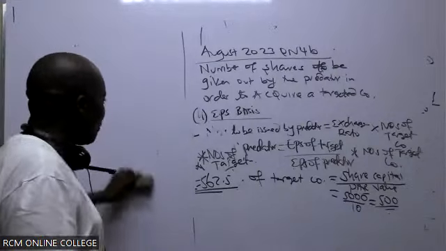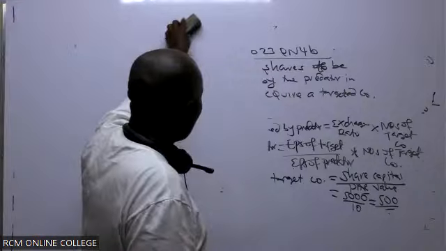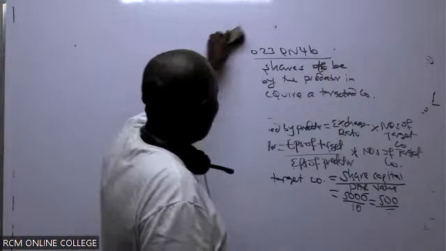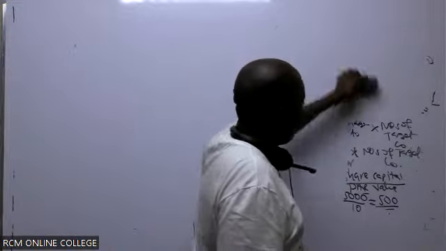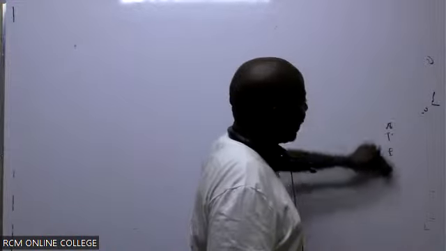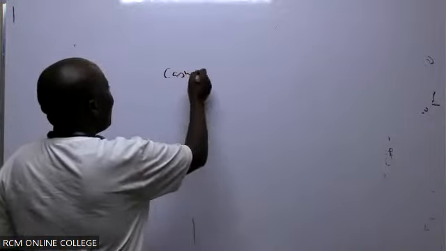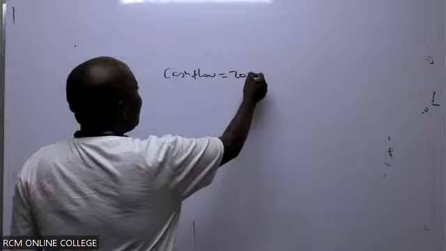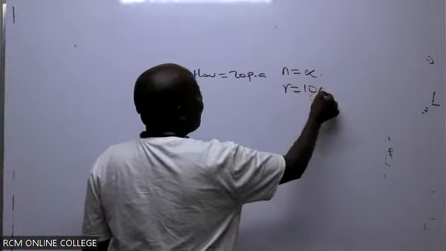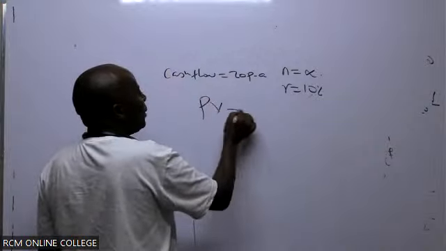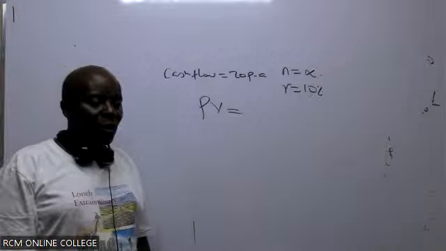Let me start by asking you a question. If, ladies and gentlemen, somebody promises you Kenya shillings 10 million every year, indefinitely. So you're given here a cash flow of 20 per annum, N is indefinite, and R is 10%. Is there anybody who can give me the present value?